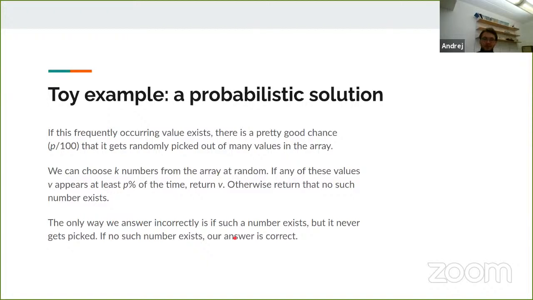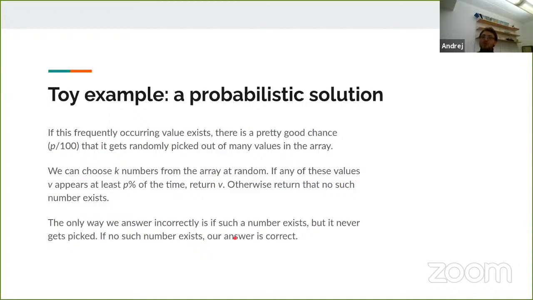So here's the idea. You pick an item, you scan the array, and see how many times this value occurs in the array. If it occurs at least p% of the time, you return this value. Otherwise, you run again and you try the experiment. Maybe you just got unlucky the first time round. And you run it k times. So you choose k array items, and you're hoping that in one of these k attempts, you got lucky and you managed to find this frequently occurring value in the array.